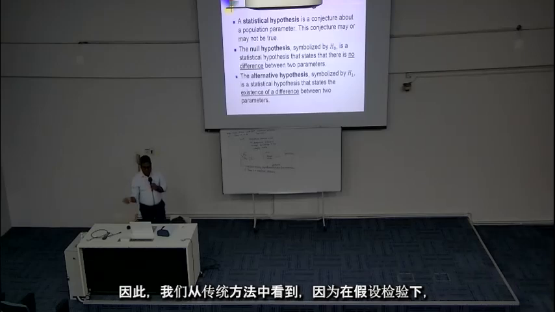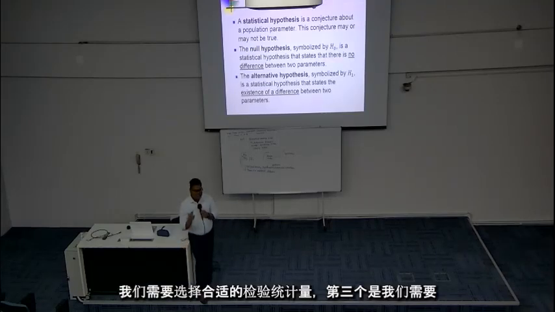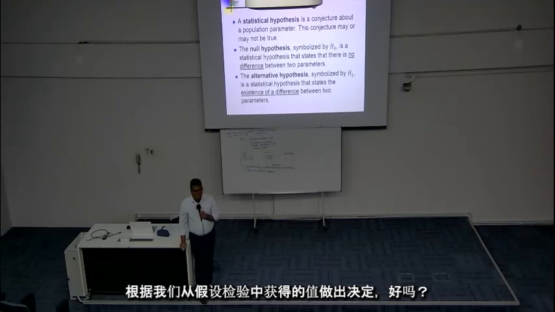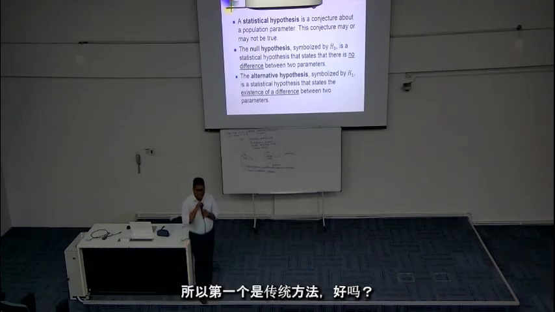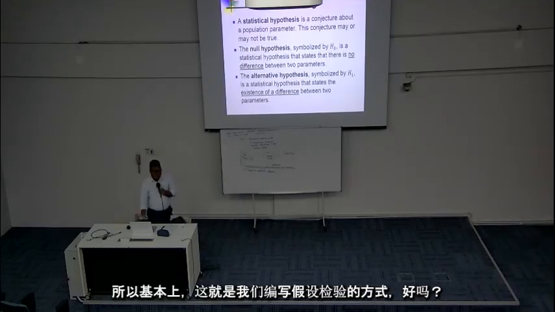Okay, so from the traditional method, under hypothesis testing, the first step is to write the hypotheses about the parameters. The second is to choose and select the appropriate test statistic. The third is to make a decision based on the value that we get from the hypothesis test. The first one is the traditional method, where we compare the critical value. All right, so this is the way we are going to write hypothesis tests.